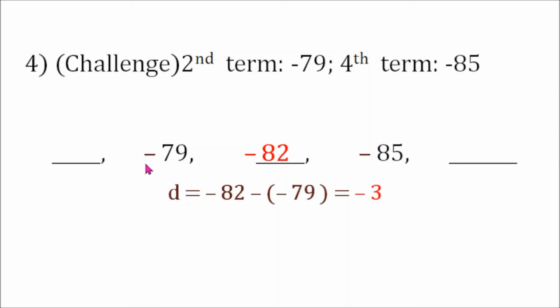So to find the term on the left or before the negative 79, we are going to subtract negative 3. The first term is negative 76. And to find the next term, we are going to add the common difference, which is negative 3. So that means plus negative 3 equals negative 88.